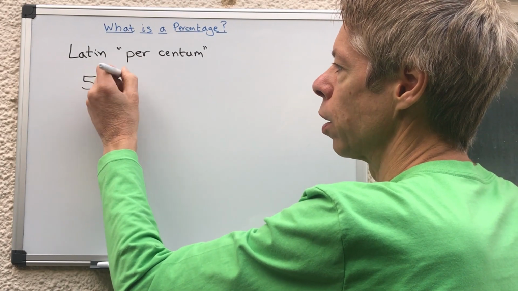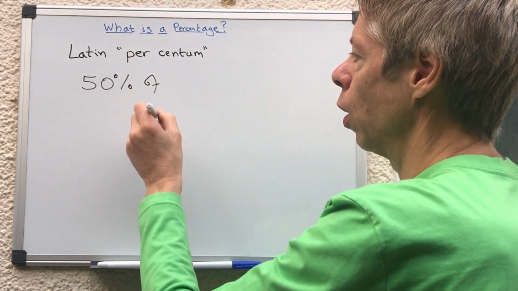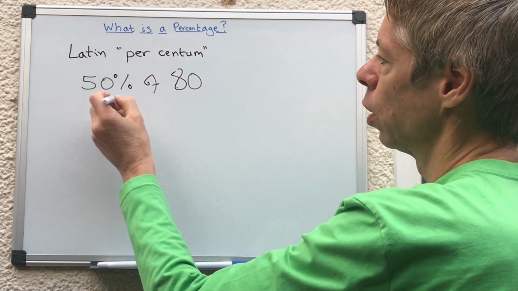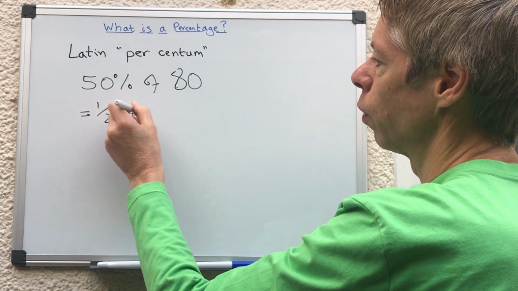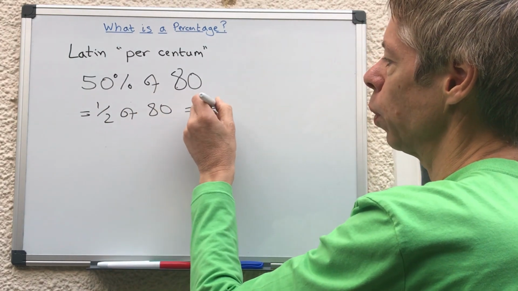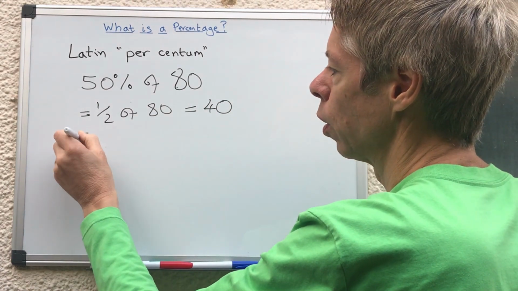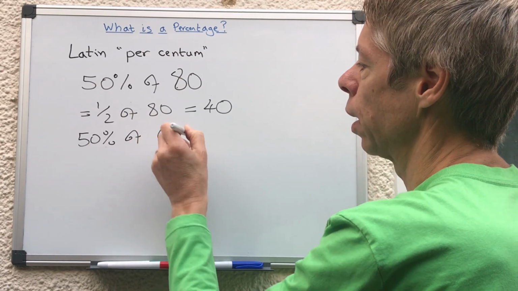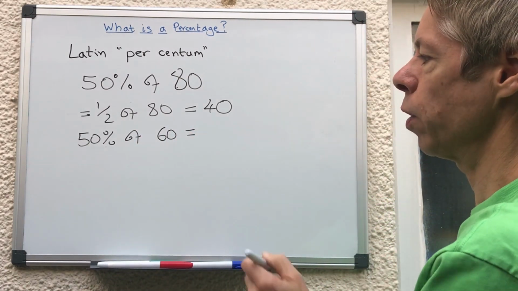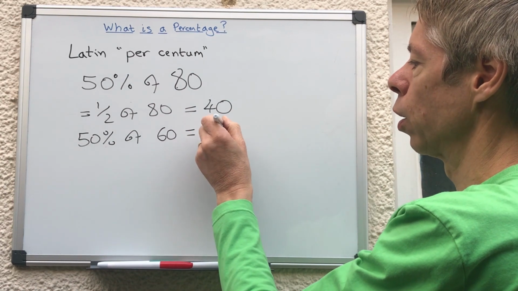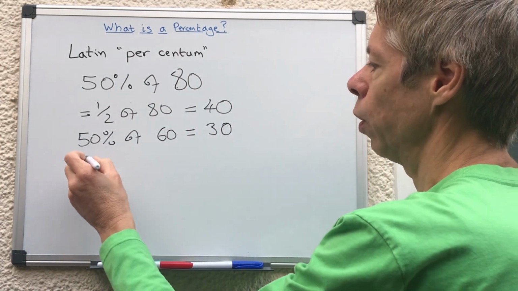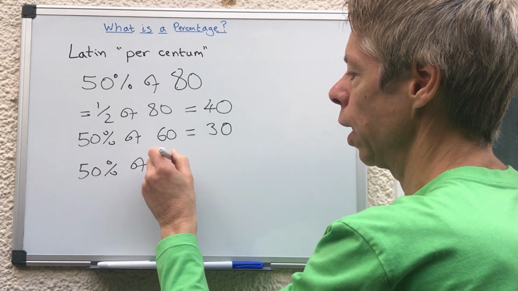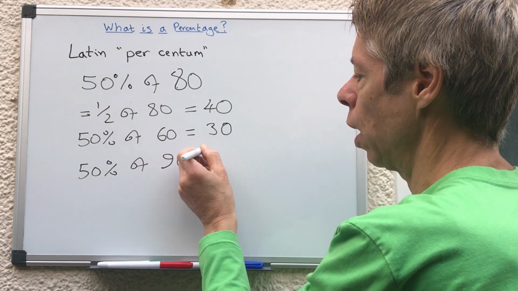So 50% of 80 equals a half of 80, which equals 40. 50% of 60 is going to be a half of 60, so that would equal 30. Right, 50% of 90 is obviously a half of 90.